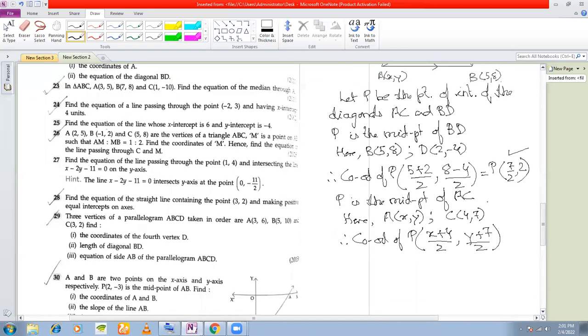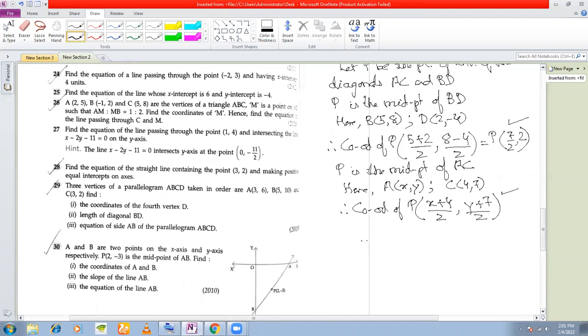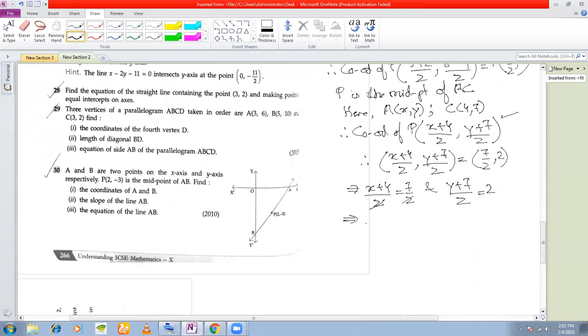Now you have got coordinates of P as 7 by 2, 2 here, and you have got coordinates of P here. So therefore, these two must be equal. So (x plus 4) by 2 must be equal to 7 by 2 and (y plus 7) by 2 must be equal to 2. So you get here these two cancel, so x is equal to 7 minus 4, which is equal to 3. And you cross multiply, you get y plus 7 is equal to 4. So x is equal to 3 and y is equal to 4 minus 7, which is equal to minus 3, right? So hence, what are the coordinates of A?